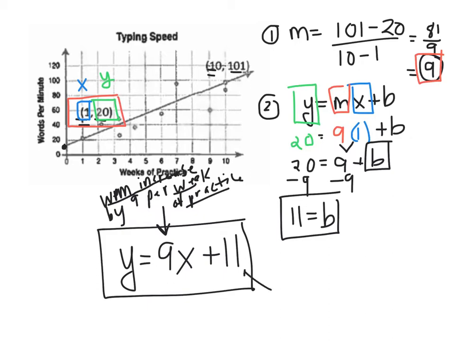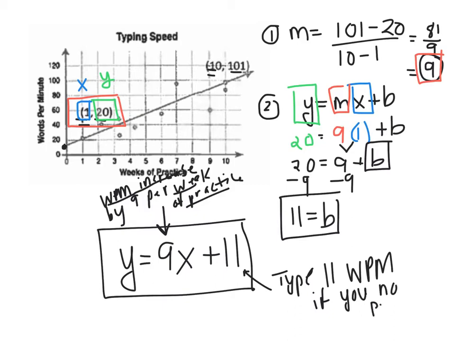And then your y-intercept is how much y you have if you have no x at all. So you can type 11 words per minute if you don't practice at all. So slope is how much y increases by for each x, and the y-intercept is your initial amount, how much you have for no x increase.